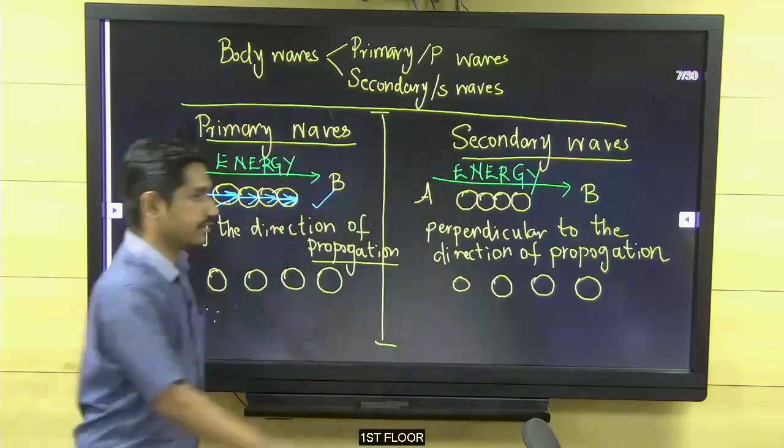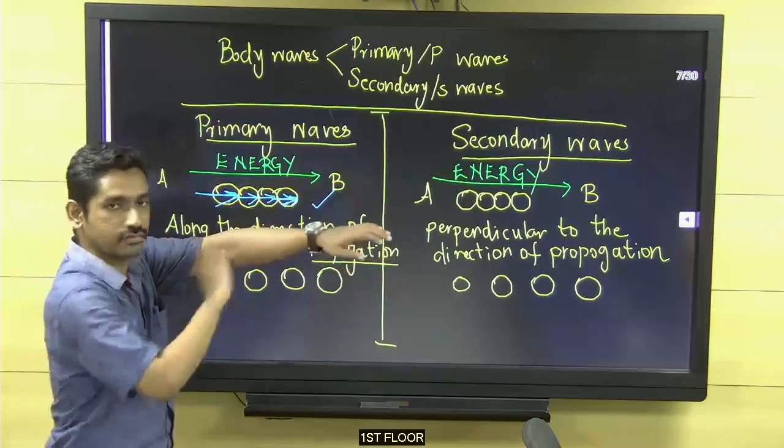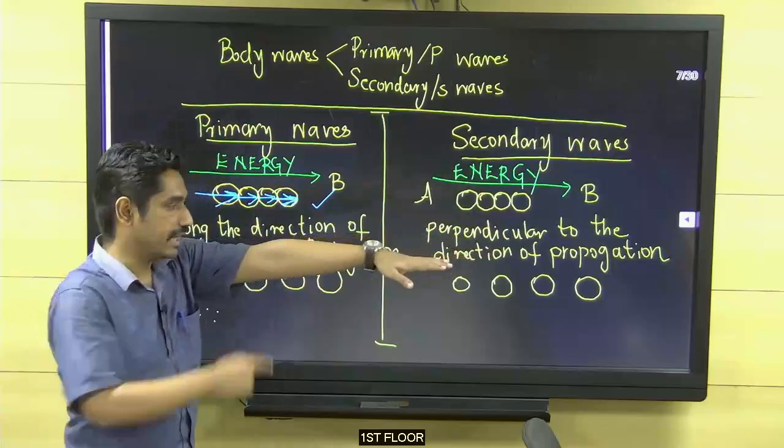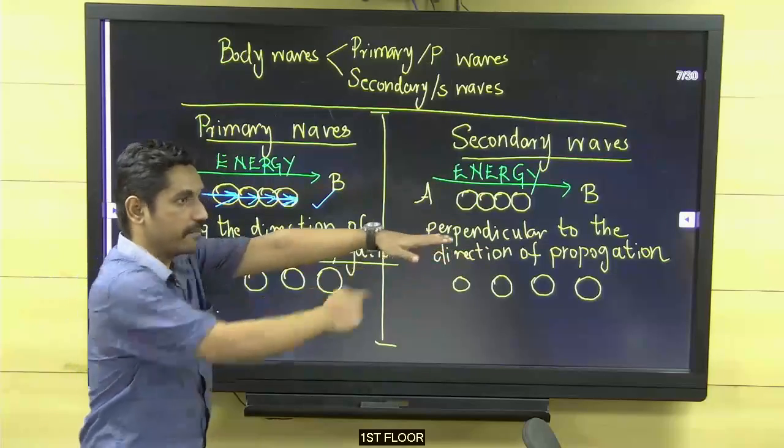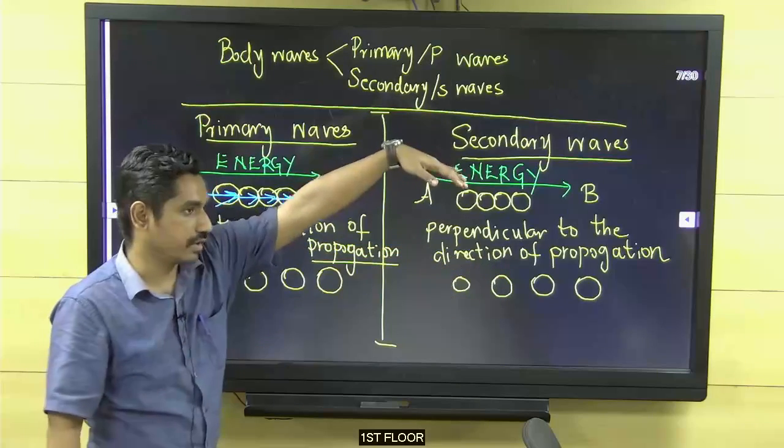What do you mean by perpendicular? Same example. Okay, the thing is 1, 2, 3, 4. So when I say perpendicular, and let's say this is my direction, I'm moving in this way. Perpendicular can mean two things. Either the particles are vibrating this way, at 90 degrees.